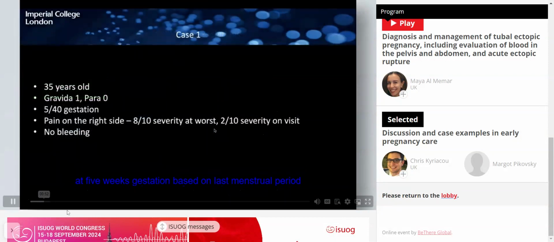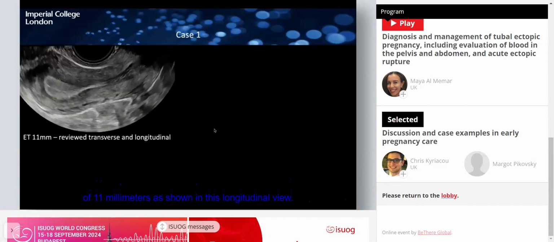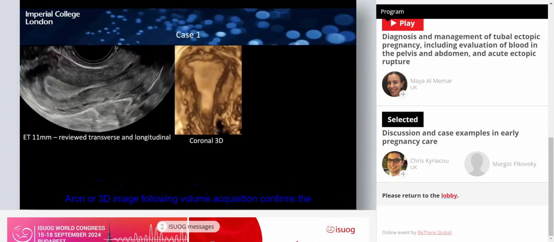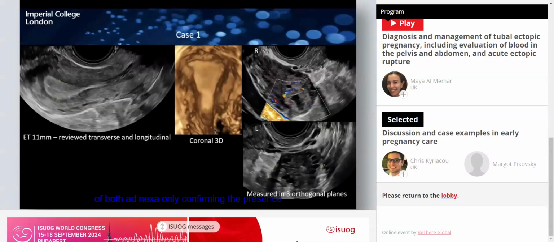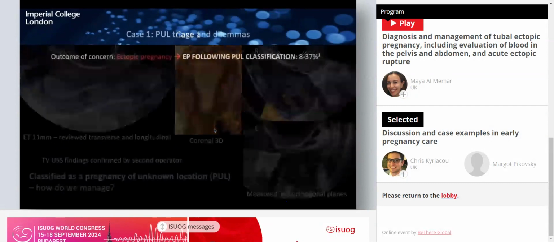Para 0, presenting at 5 weeks gestation, we measure an endometrial thickness of 11 millimeters as shown in this longitudinal view. A coronal 3D image following volume acquisition confirms the lack of intracavity structures noted on 2-dimensional screening, with systematic review of both adnexa only confirming the presence of a right ovarian corpus luteum. So after confirming these findings, our patient received a PUL, or pregnancy of unknown location classification.